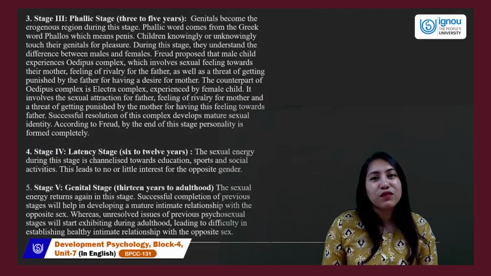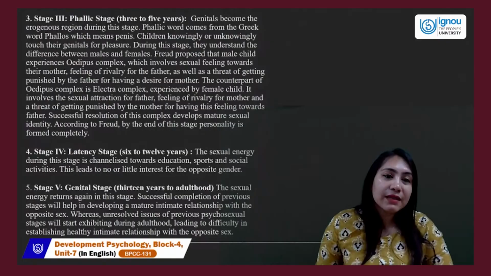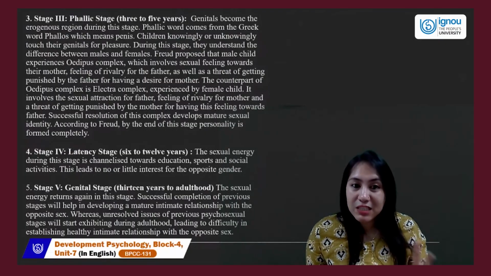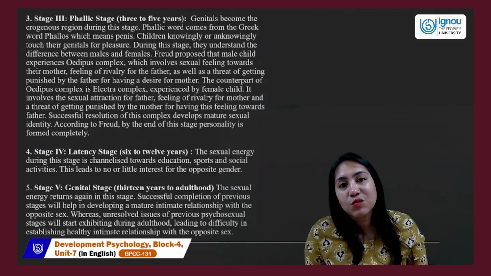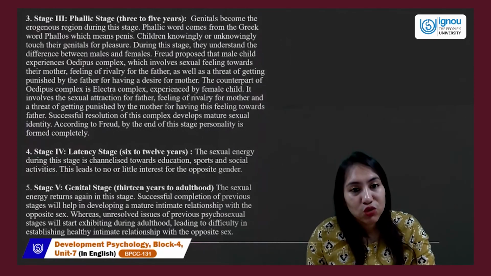So at this time, 3 to 5 or 6 years of age, the child understands that there is a difference between a girl and a boy. During this stage, they understand the difference between males and females. Freud proposed that the male child starts experiencing a complex called the Oedipus complex. This is a real lifetime story.